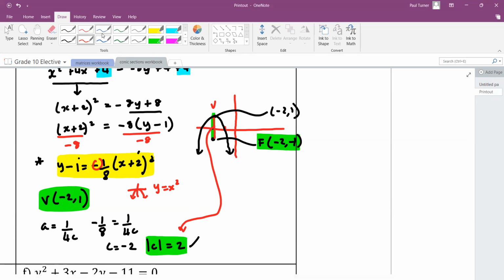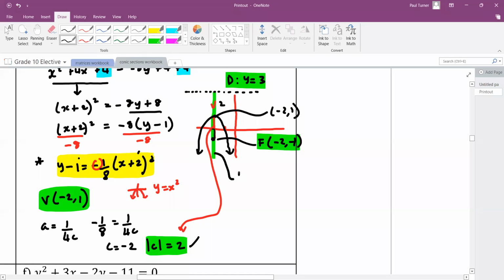That's this length here. And if you want your directrix, we measure up 2 units to your directrix. So your directrix must be here. So that line, measuring up 2 units from 1, would give us 3. So this would be y equals 3. That's your directrix. And your line of symmetry is that green line here. So this is your line of symmetry, and that would be x equals -2, which comes from these 2 values of your vertex and your focus. So those are all your components, and that's your graph there.